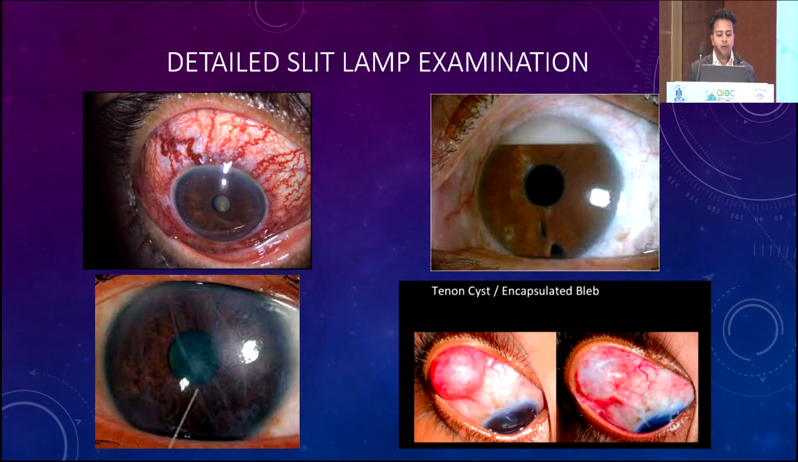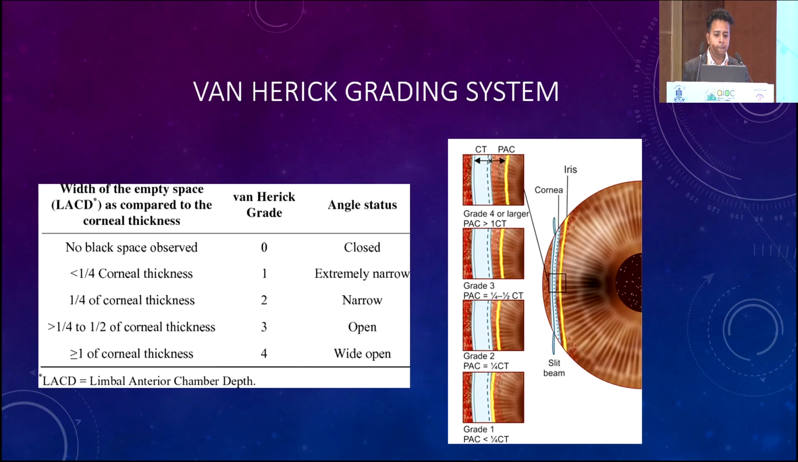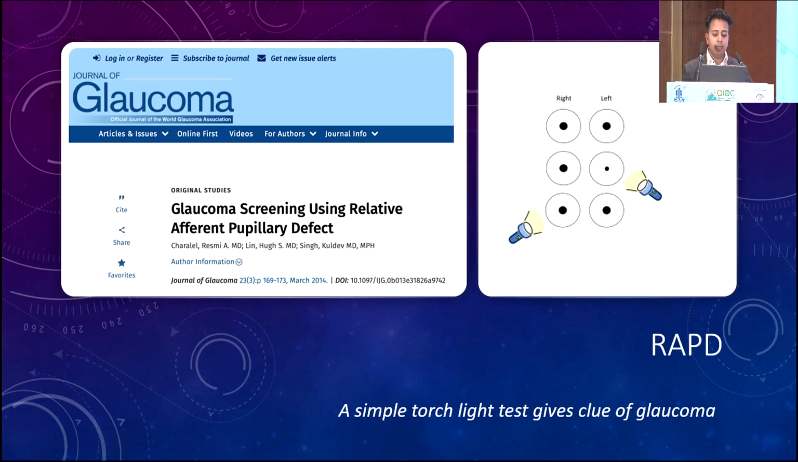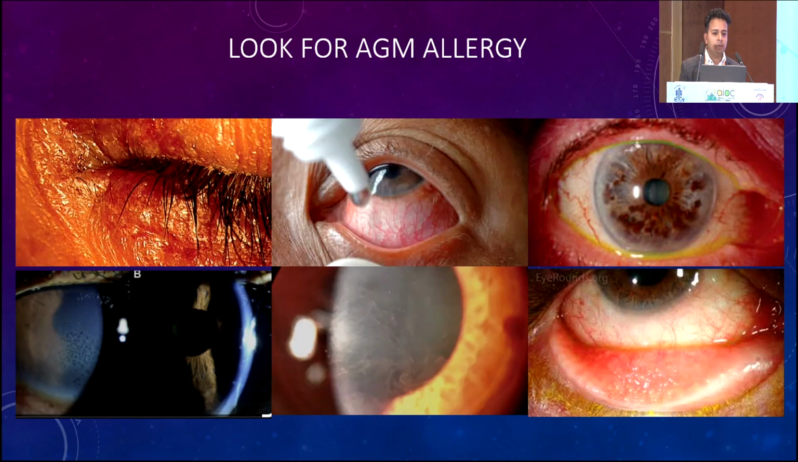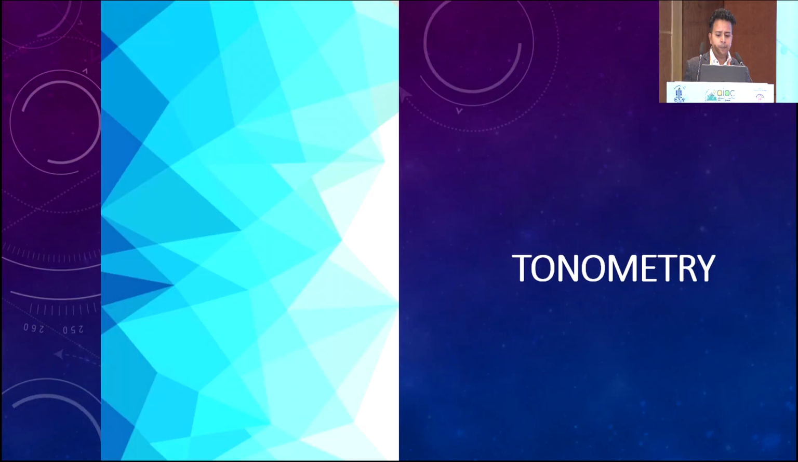Along with that, we have to look for clues of raised IOP, like dilated episcleral vessels, or post vitreoretinal surgery, or other signs of previous surgeries, which have to be documented. Van Herick grading is important, but don't miss gonioscopy. Gonioscopy is a must. For glaucoma screening, a simple torchlight test can give a clue of glaucoma, even if you are in camps or peripheries: the RAPD, which has to be done. Look ultimately for signs of allergy. Then we start with tonometry.